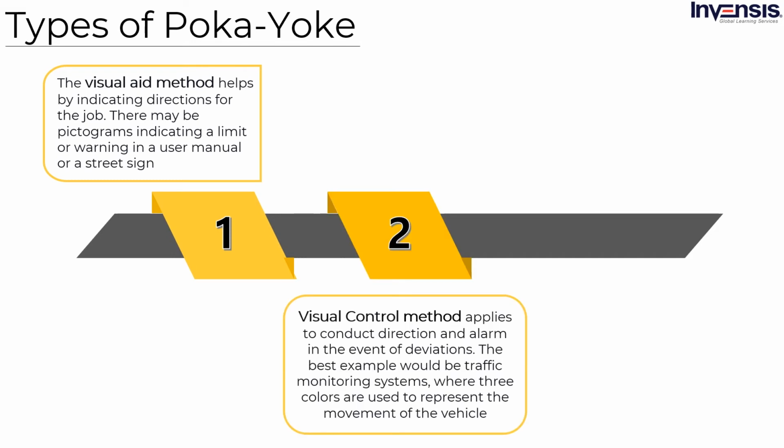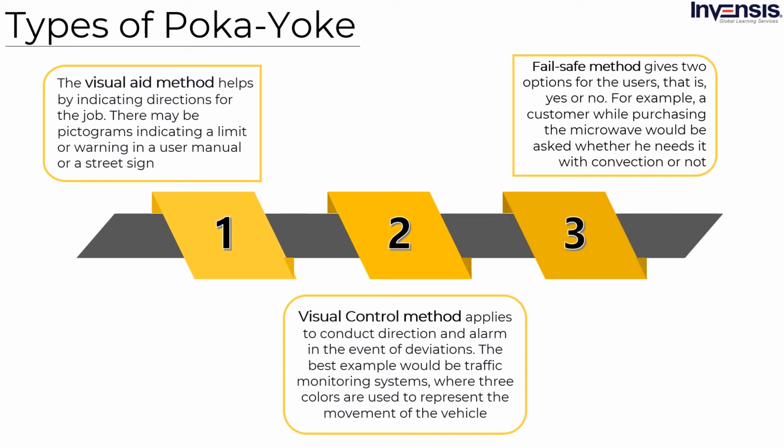Visual control. These apply to conduct direction and alarm in the event of deviations. For instance, traffic monitoring systems, where three colors are used to represent the movement of the vehicle. Failsafe. The failsafe method gives two options for the users, that is, yes or no. For example, a customer purchasing a microwave would be asked whether he needs it with convection or not.